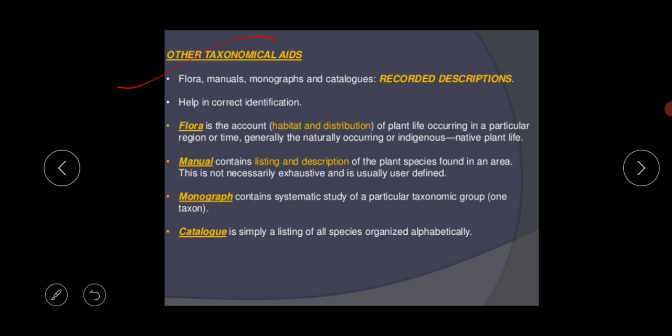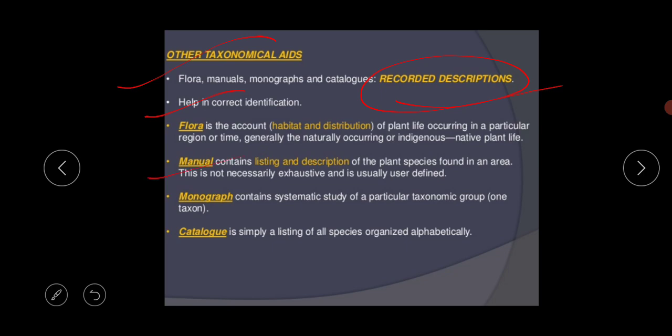Next are the other taxonomic aids. Within the other taxonomic aids there are several types, like floras, manuals, monographs and catalogs. All of these are recorded descriptions. Floras are compilations describing habitat, environmental conditions, seasonal changes and description of plants along with their identification keys. They are available for ready reference, and help in correct identification.